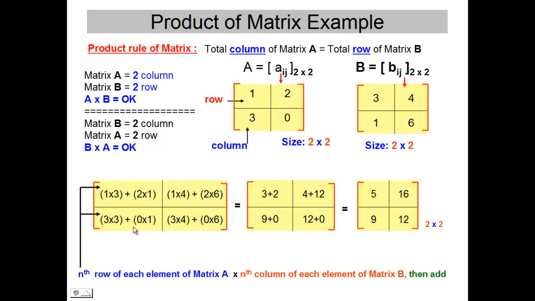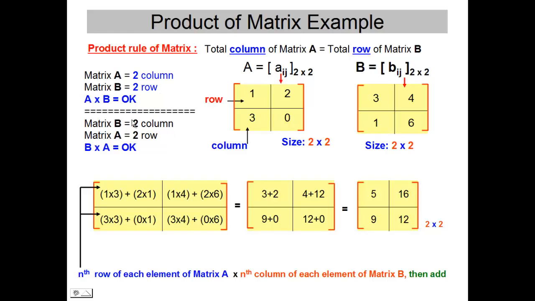Next, product of matrix example. Product. First we check the rule of product of matrix. So total columns of matrix A equal to 2 columns and matrix B equal to 2 rows. So the rule is okay. So A multiplied by B is okay.